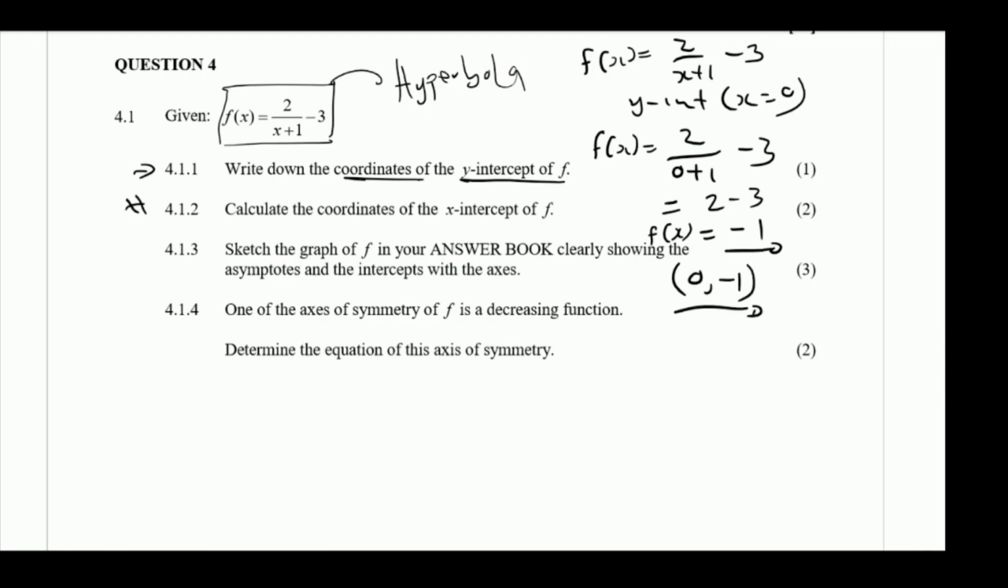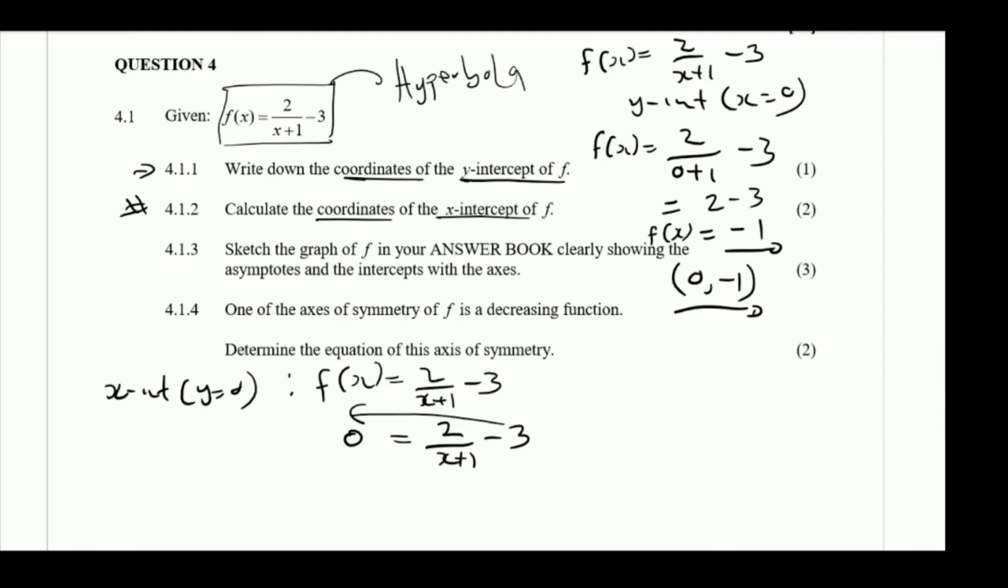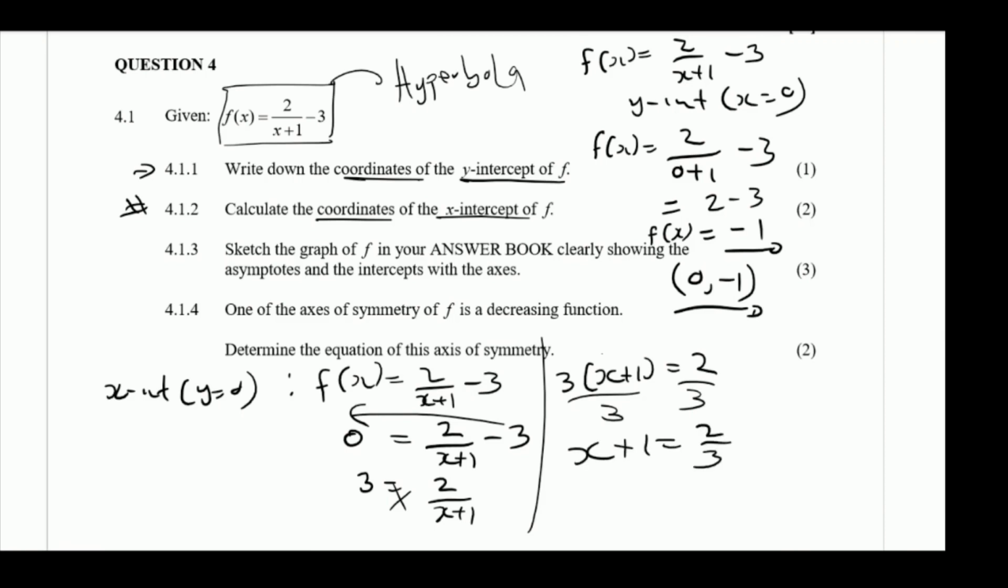And then here in 4.1.2, we are asked to calculate the coordinates of the x-intercept of f. The x-intercept is when y is equal to 0, so in your equation f of x equals 2 over x plus 1, minus 3, where f of x equals 0. Take the minus 3 to the other side. You have 3 is equal to 2 over x plus 1. Then you cross multiply, so you have 3 times (x plus 1) is equal to 2. Divide by 3 on both sides, or you can multiply inside, it's up to you. So I'm just going to divide. You have x plus 1 is equal to 2 over 3. Then you transpose the 1 to the other side. You have x equals 2 over 3 minus 1. So therefore our x is equal to minus 1 over 3. So your coordinate form is (-1/3, 0).